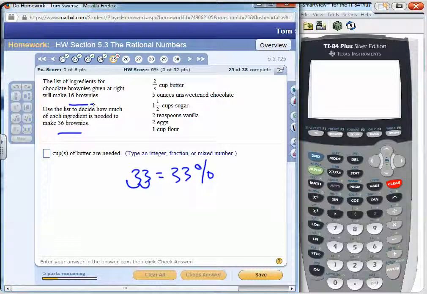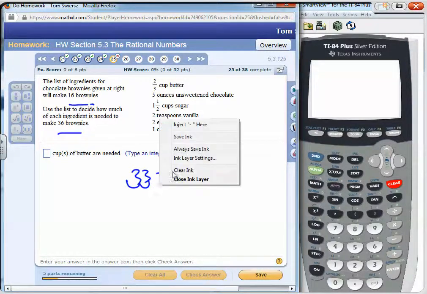All right, let me get rid of that. That showed up from our previous problem.